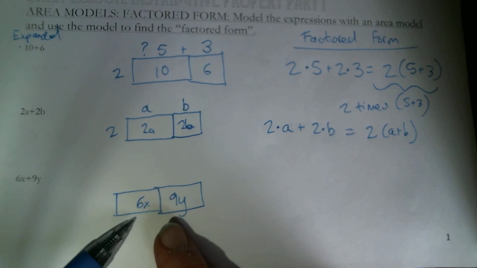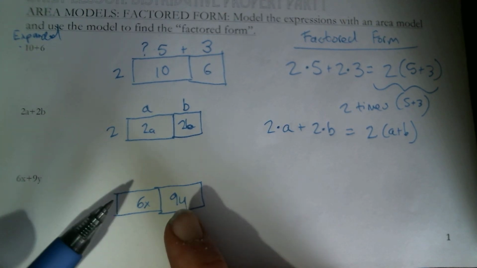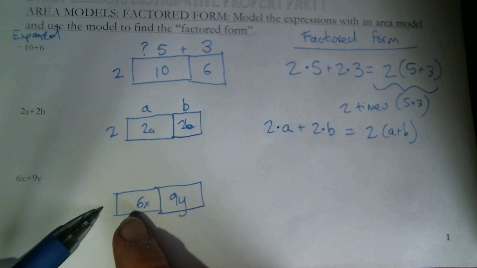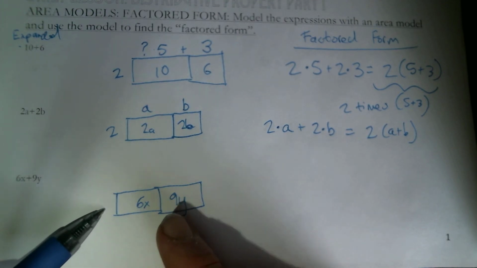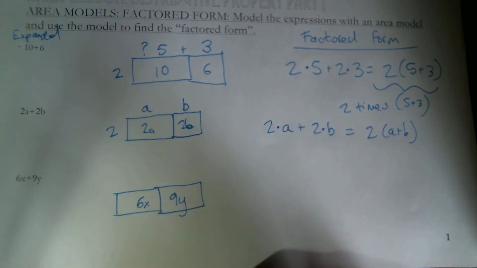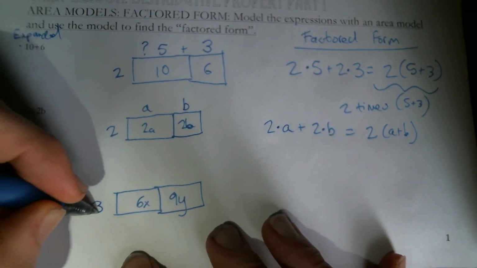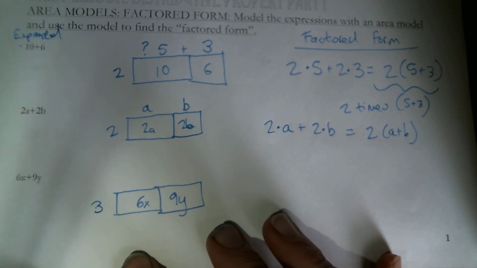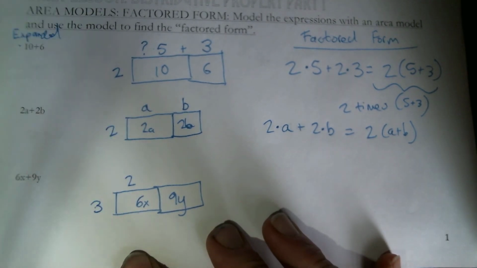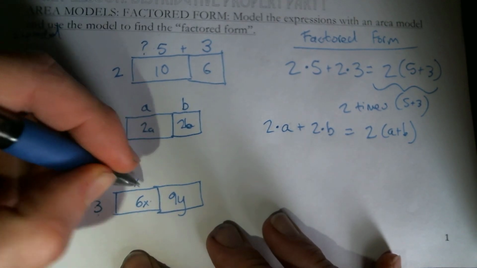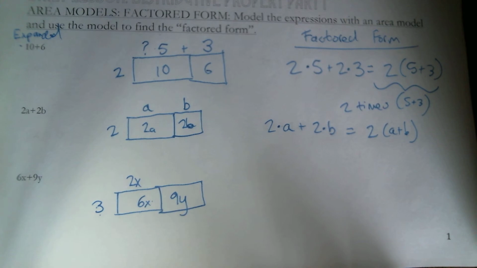All right, so again, I'm asking myself, what can I divide both 6 and 9 by? Can I put 6 here? 6 fits into 6, but it doesn't fit into 9 2 whole times. It only fits in like 1.5 times. So I can only say 3. And so 3 times what will give me 6x? You might say 3 times 2 gives you 6, but I also need to have an x there. So I'm going to say 3 times 2x.